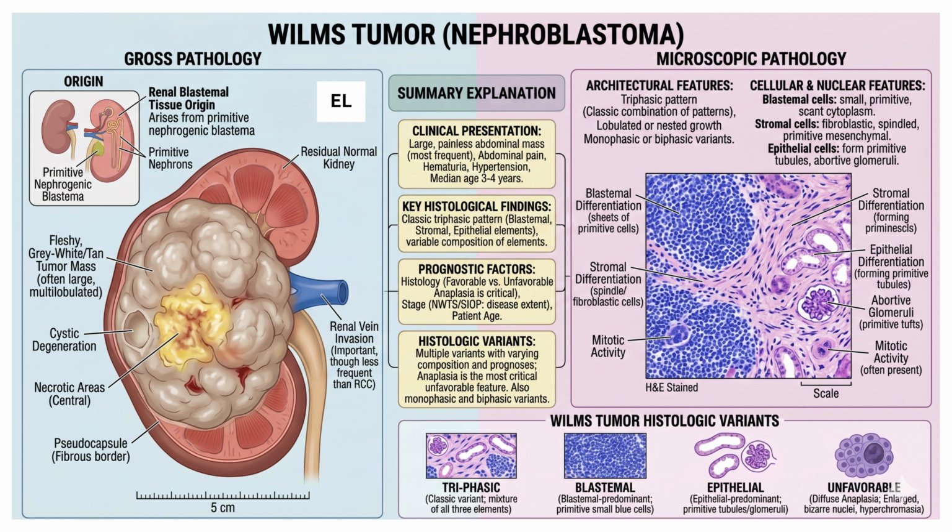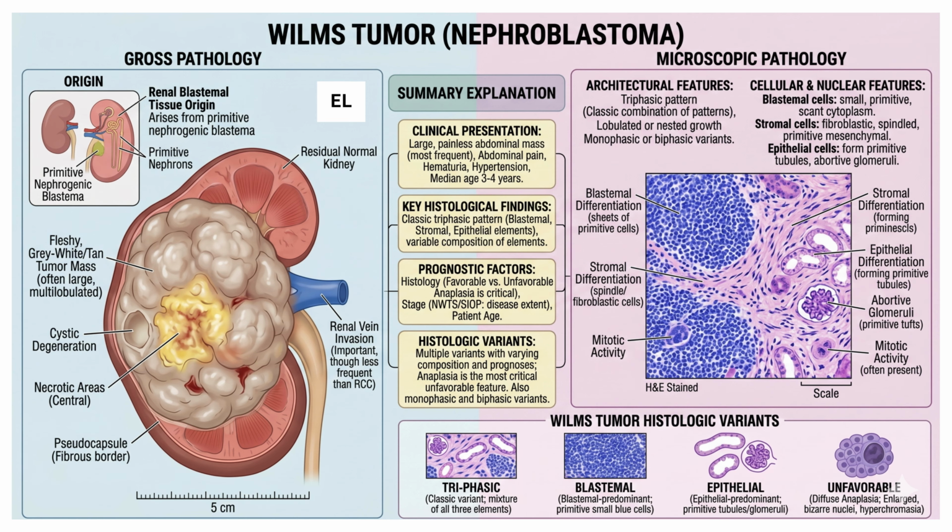Another important feature highlighted in the image is renal vein invasion. Although venous invasion is less common compared to renal cell carcinoma in adults, Wilms tumor can still extend into the renal vein and occasionally even into the inferior vena cava. This is clinically important because vascular invasion may influence staging and surgical management.